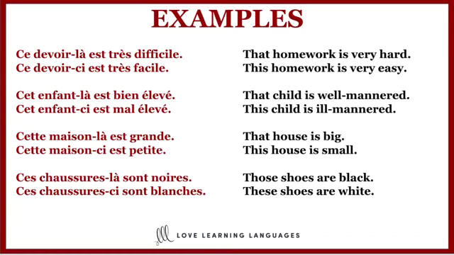Cette maison-là est grande. That house is big. Ou alors, cette maison-ci est petite. This house is small. Ces chaussures-là sont noires. Those shoes are black. Ces chaussures-ci sont blanches. These shoes are white. Okay?